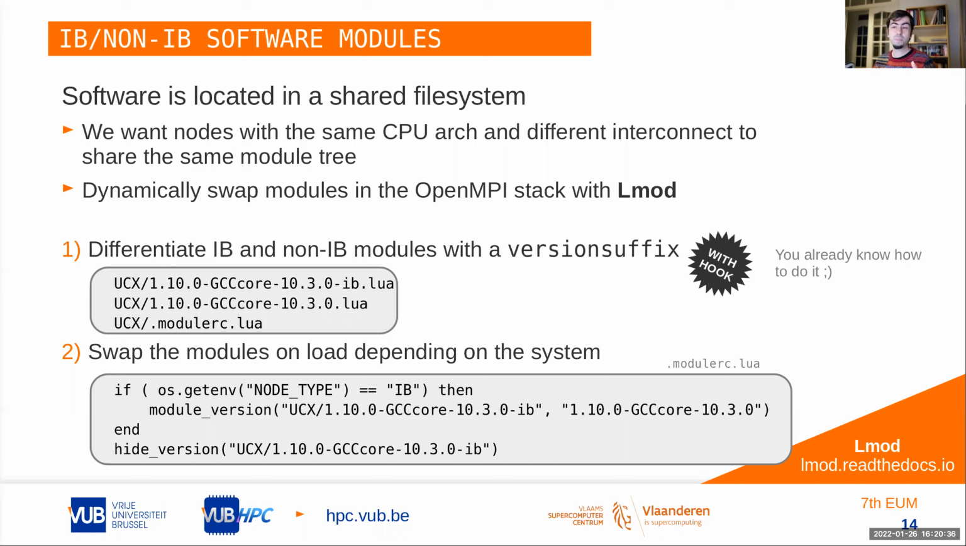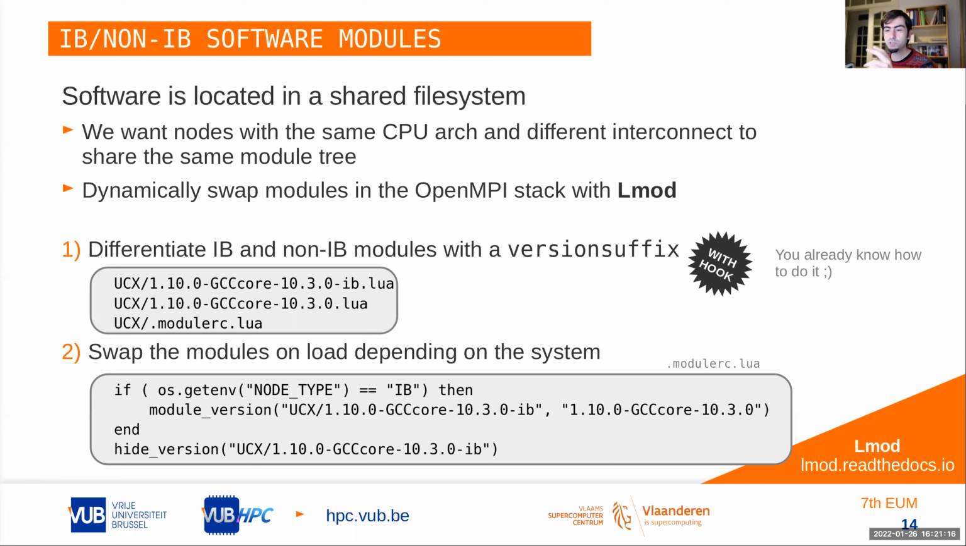And actually, that's not an issue if you use different module trees for the different groups of nodes that we have. If you use different software module trees, that's not an issue at all. But we use a shared module tree because otherwise there's a lot of duplication and a lot of waste in installing a full tree of software, just because a few modules like UCX and OpenMPI might be different. So to avoid that, we use a shared module tree.